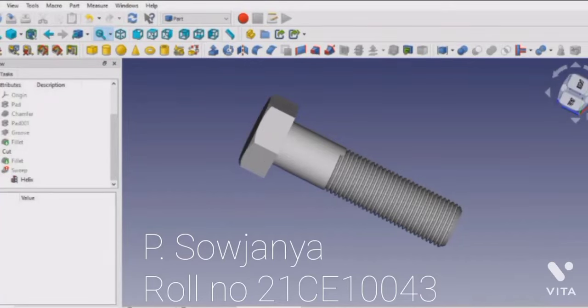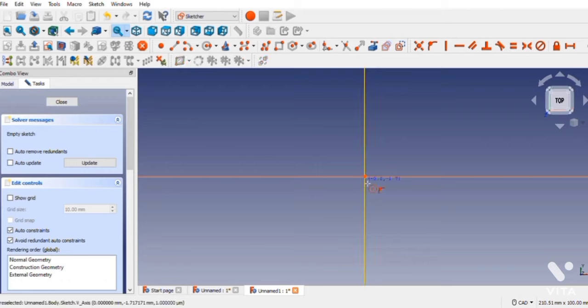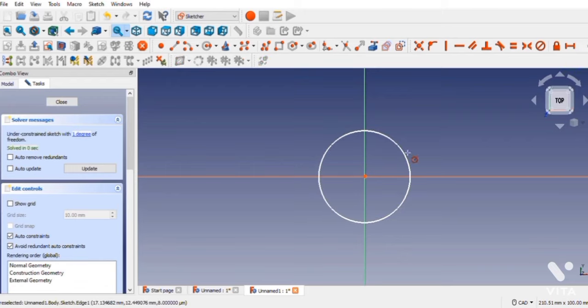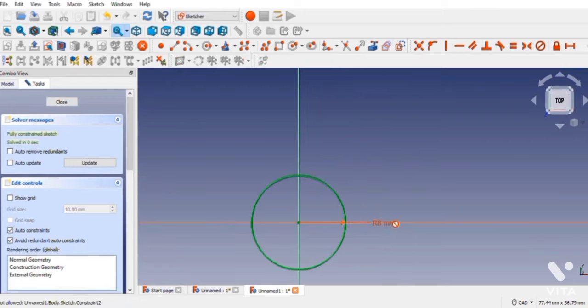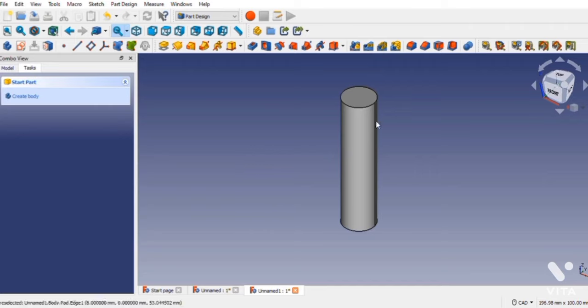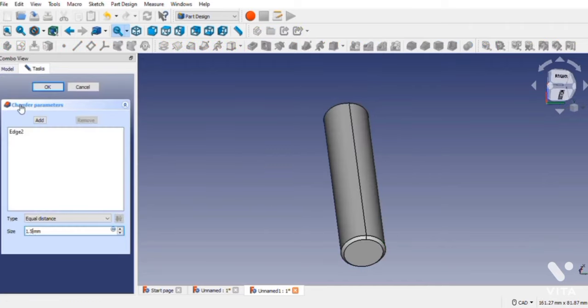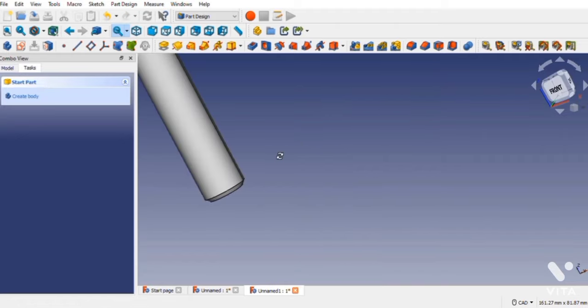Today I am here to explain how to make a screw bolt in FreeCAD. Firstly, I selected the Part Design option and went to the XY plane, and I created a circle of radius 8 mm using the radius constraint option, and then I padded it to 65 mm so that it looked like a cylinder of radius 8 mm and height 65 mm.